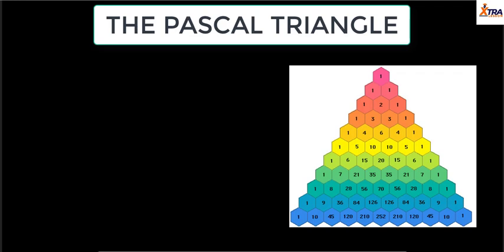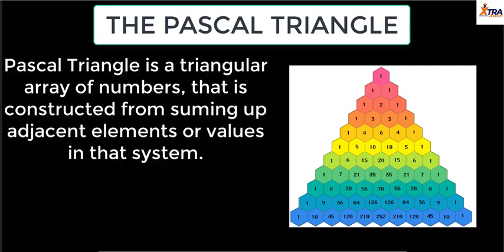Now the Pascal's triangle is basically a triangular array of numbers that is constructed by summing up adjacent values. So it is actually a form of expressing our binomial coefficients. It is a form by which we get our values for the binomial coefficients of expansion at various powers.